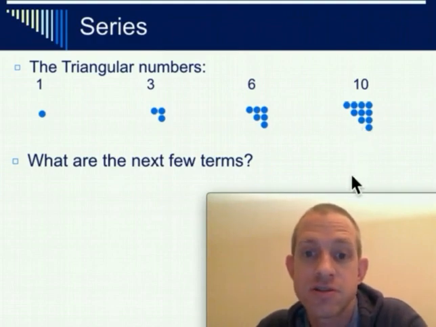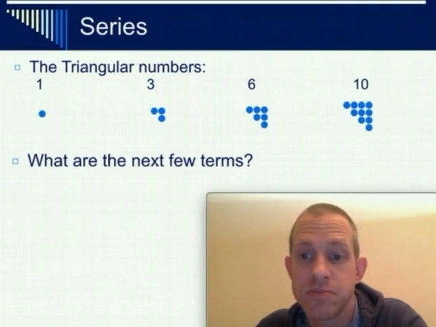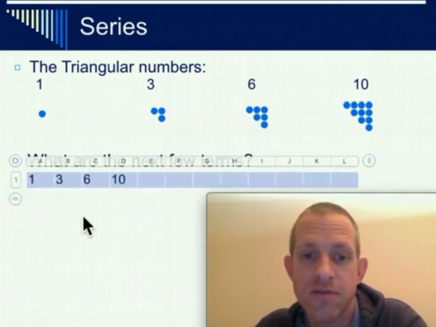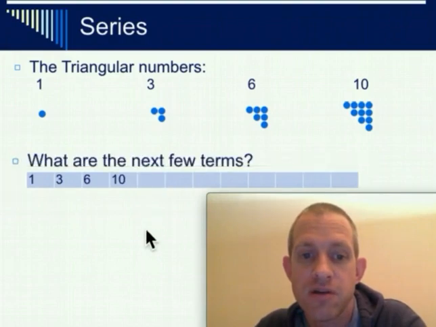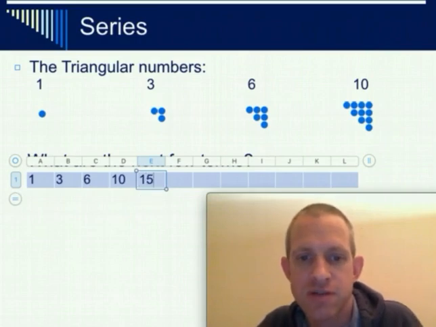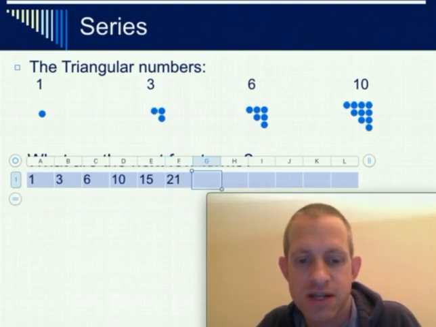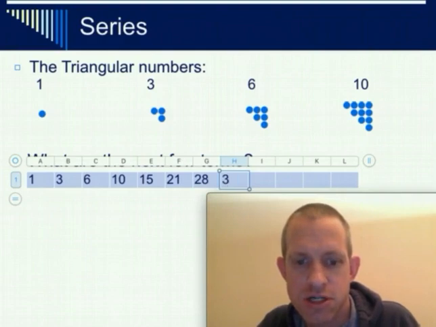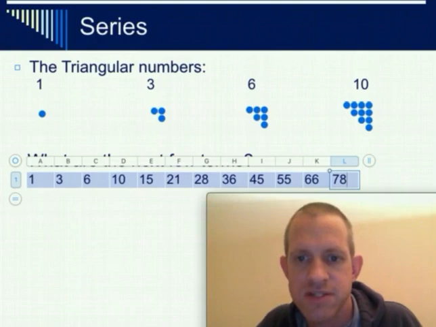Our first question simply might be, what are the next couple terms? Why don't we generate a list of the next couple terms? We have a pretty simple rule to find the next number, and that's just to keep adding up numbers. We added 2, we added 3, we added 4. So if we add 5, we should get 15, and adding 6 gives us 21, and adding 7 is 28. Adding 8 is 36. Adding 9 gives us 45. Adding 10 is 55. 11 is 66. Adding 12 gives us 78.